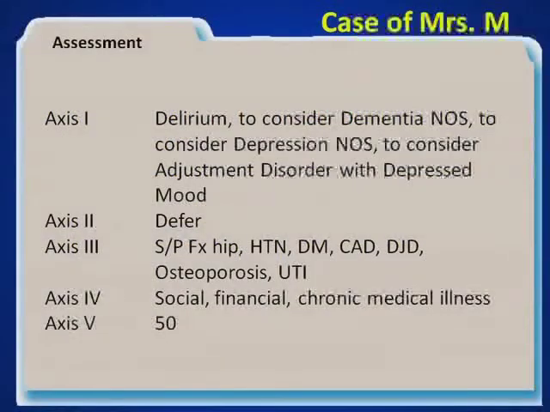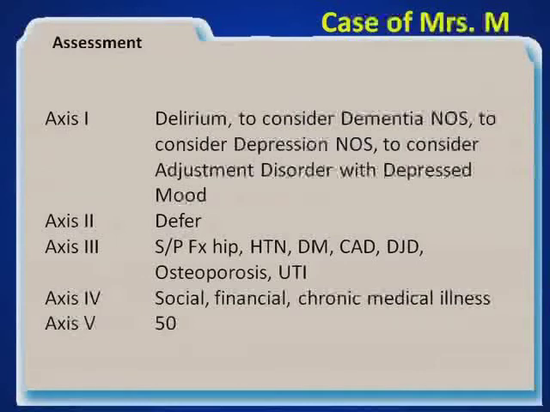In the case of Mrs. M, let's take a look at her diagnoses. On axis 1, I would give her delirium and also consider an underlying dementia not otherwise specified. We should also consider depression not otherwise specified, but we really can't come up with either of these 2 diagnoses until we're sure the delirium has cleared. We also need to consider that this is an adjustment disorder with depressed mood, given the abrupt change in her level of functioning.